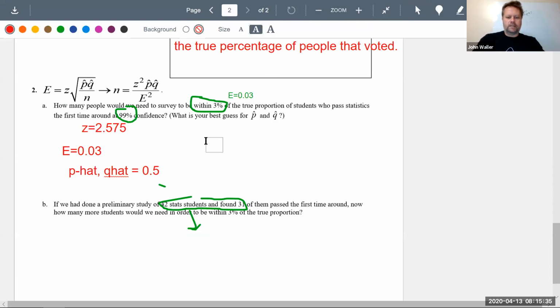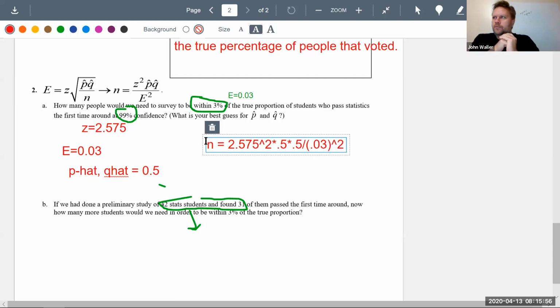So let's see. What do you guys get? Let me catch up to you. n equals z squared, so 2.575 squared times 0.5 times 0.5 divided by 0.03 squared. I like it. One big mistake people make is they forget to change 3% into 0.03. And then you get weird ends like you need 0.7 people. That doesn't make any sense. So don't circle that and turn it in.